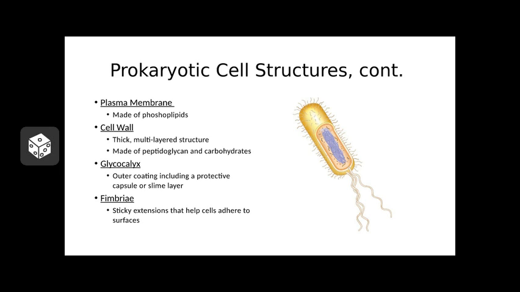Now I want you to look at these little squiggly things here. A lot of students mistake these for cilia, but these are not cilia because this is a prokaryotic cell. These little guys are called fimbriae. Fimbriae are little sticky hairs, and this is what helps this bacterium stick to other surfaces, like other cells, or maybe a surface in your kitchen or the surface of your body.